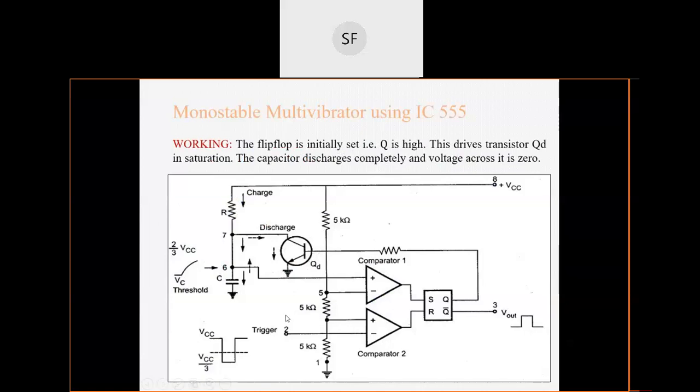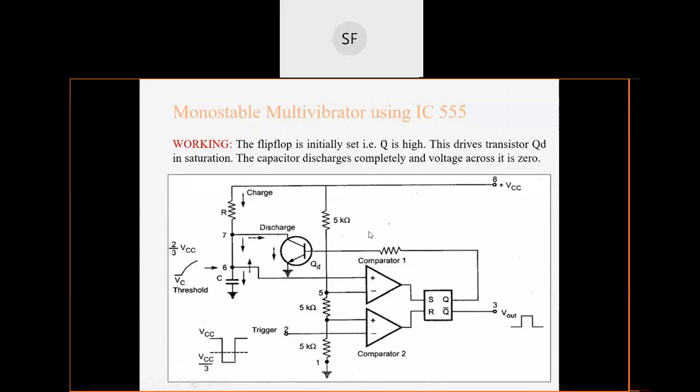All other pins are mentioned here: pin number 1, pin number 2, pin number 3, pin number 4 is here. Then where is pin number 5? This is pin number 5, then pin number 6, 7 and 8. Alright, now we will see the working of the monostable multivibrator.